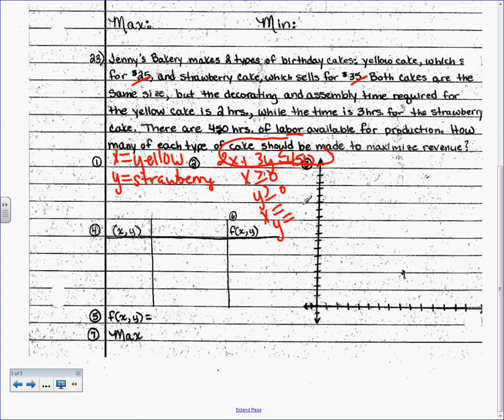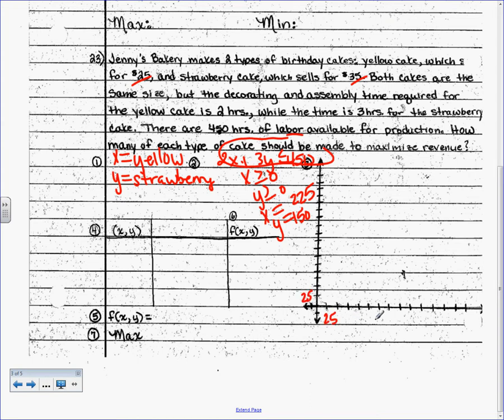Does anybody have the x-intercept yet? 225. Good. Take your time and get it right. Ask me or a neighbor if it's not working for you. What about your y-intercept? 150. Good. That's easy for you now, right? Are you guys okay? Anybody not okay? Okay, great.